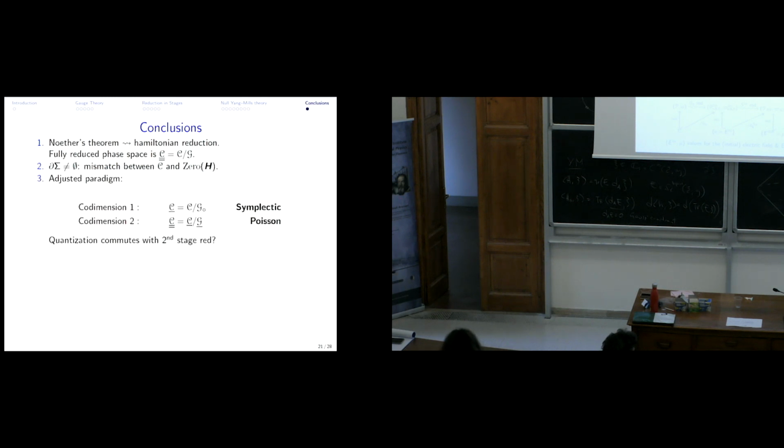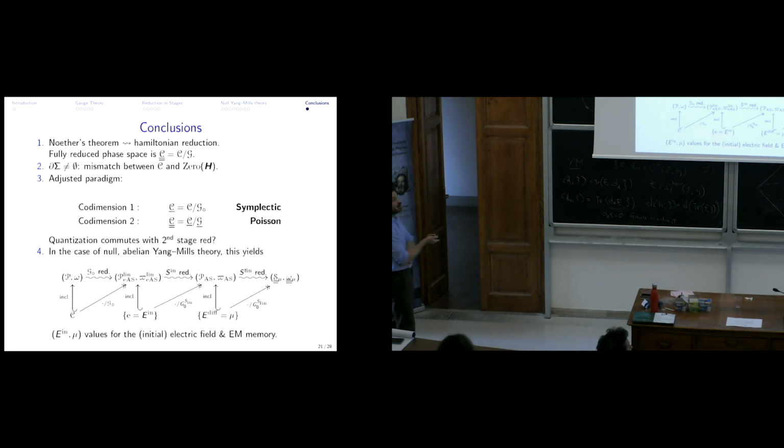So the new adjusted paradigm that we propose is that, in codimension 1, you assign a symplectic space, which is this first stage reduction, and in codimension 2, you assign a Poisson space, which is the second stage reduction. If quantization commutes with the second stage reduction, then you prove the existence of a Hilbert space that decomposes into sectors as predicted by algebraic quantum field theory.